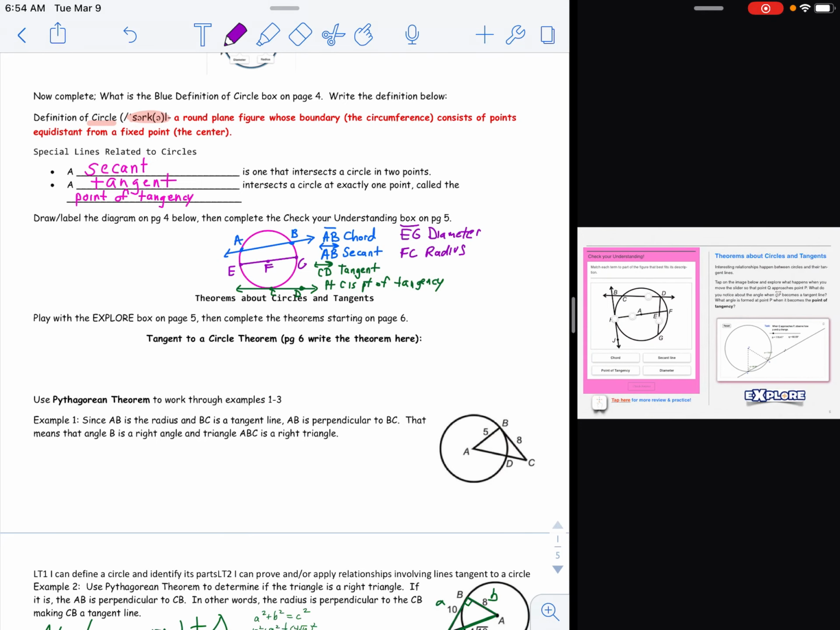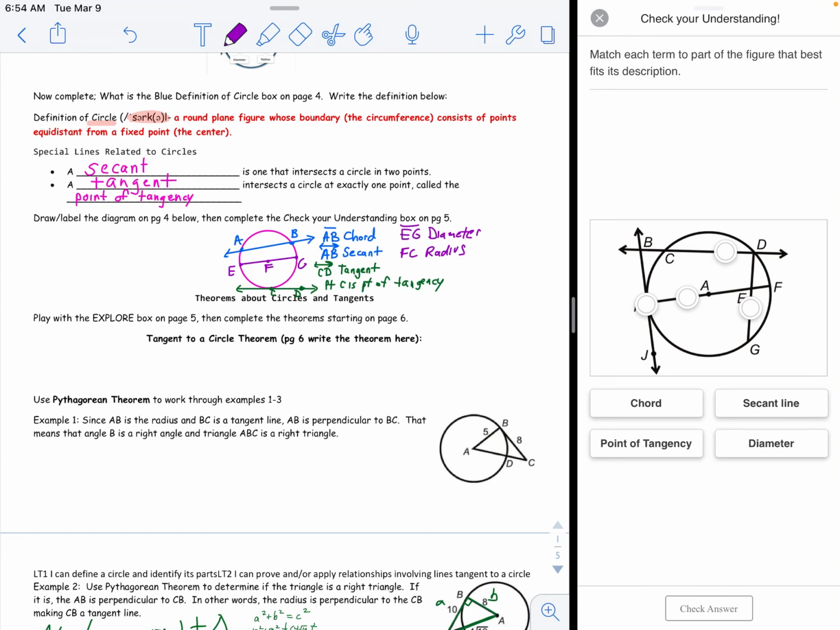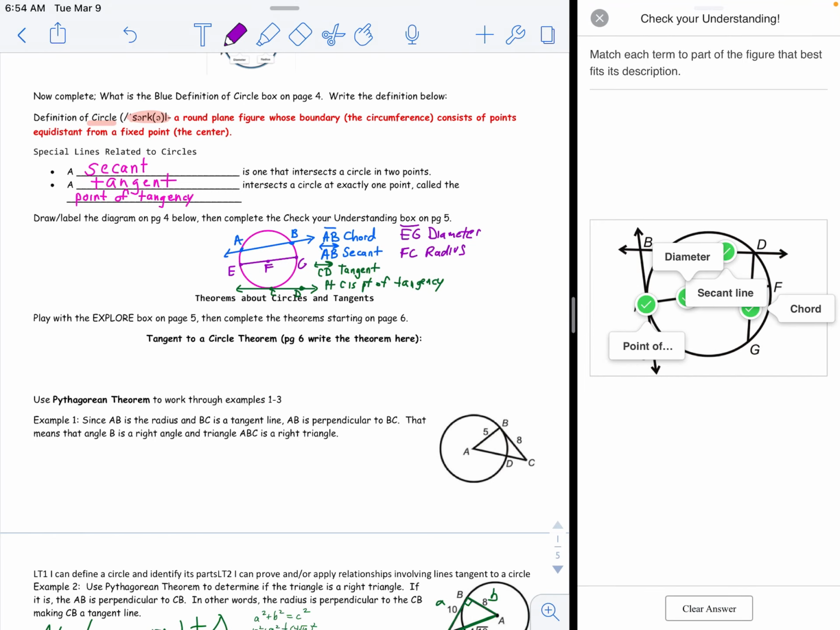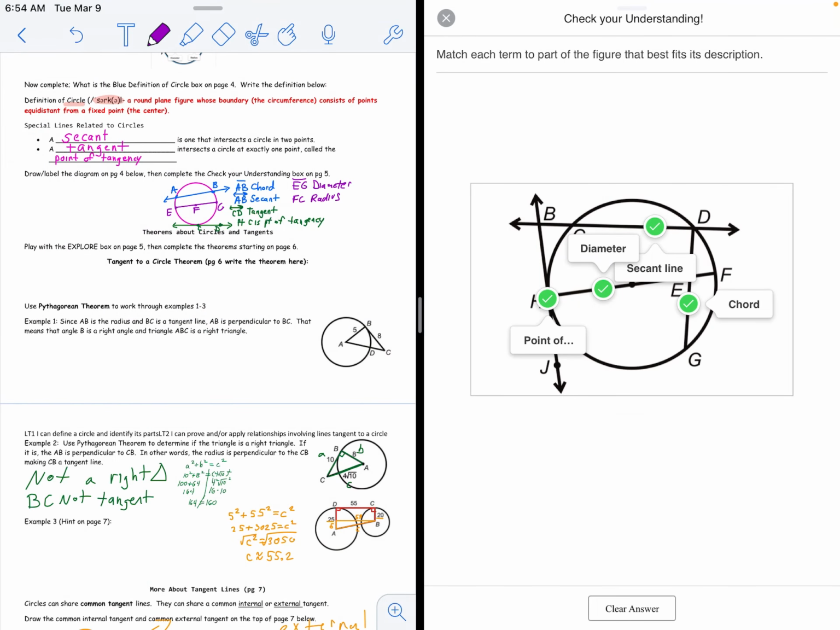And then let's go ahead and check our understanding. All right, so let's just start with diameter. It's that one right there. Secant line, maybe we should start with that. This is kind of a cluster. That's a diameter, chord, and point of tangency. Check answer.